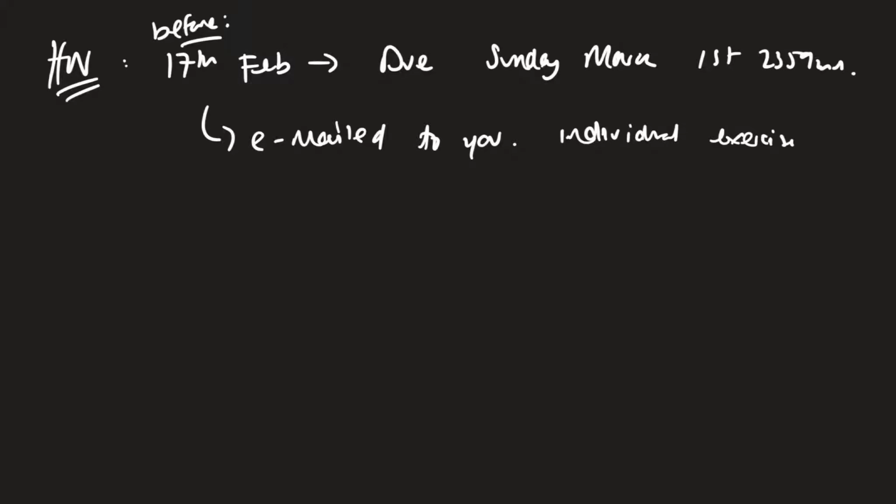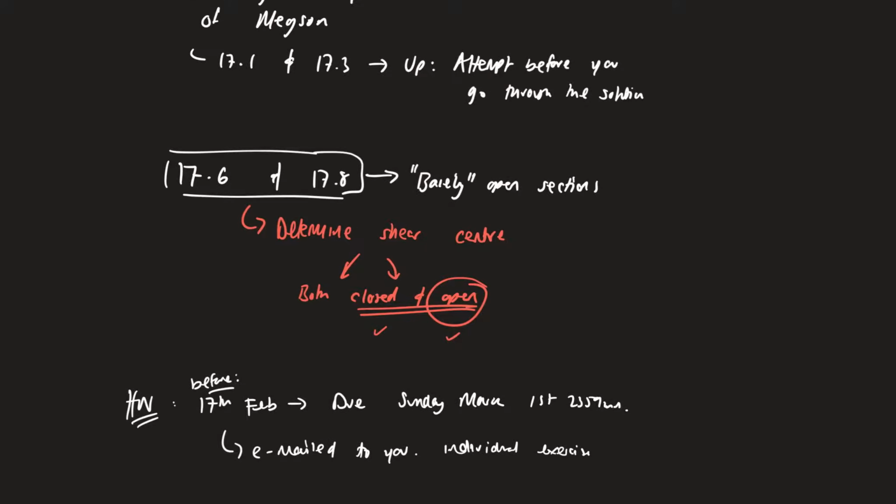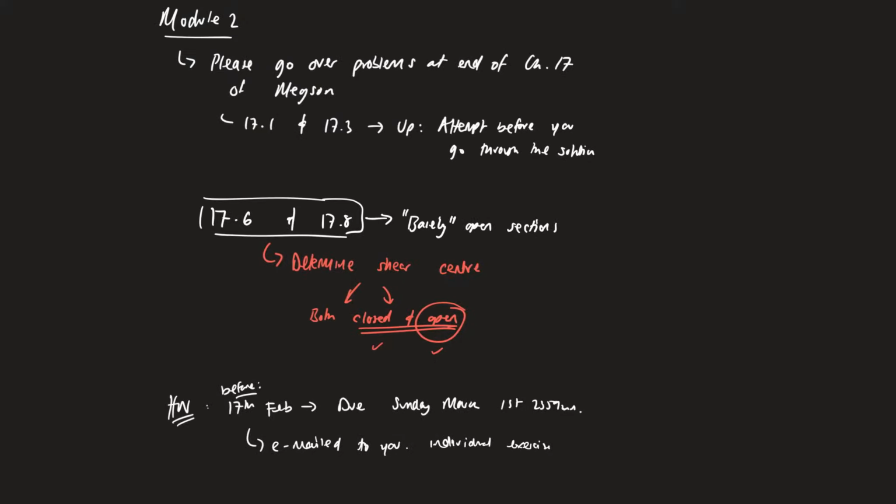So I really advise you to go through those examples from my notes, where I've taken some of them from Megson. The examples from Megson that I told you to go through, particularly 17.1, 17.3, 17.6 and 17.8. If you can go through those and understand those, you will be golden by the time you get to your actual proper homework.